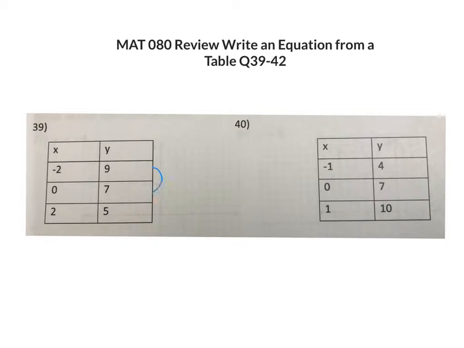So we figure out, how do we get from 9 to 7 and 7 to 5? Well, we're subtracting 2 each time. How do you get from negative 2 to 0? Add 2. 0 to 2, add 2. So your slope is change of y over the change of x. Negative 2 over 2, which is really negative 1.